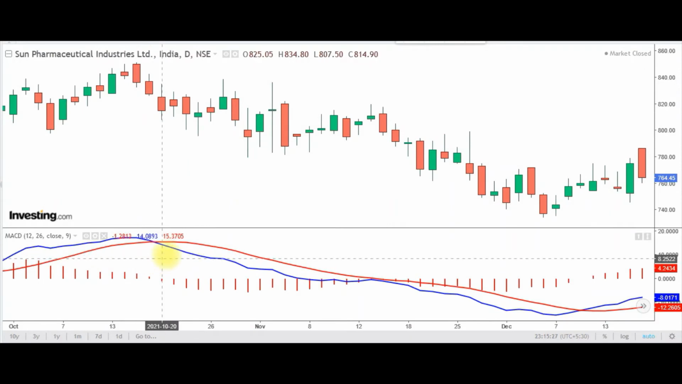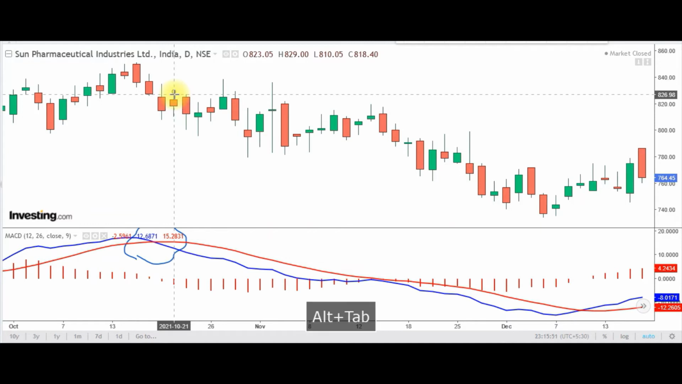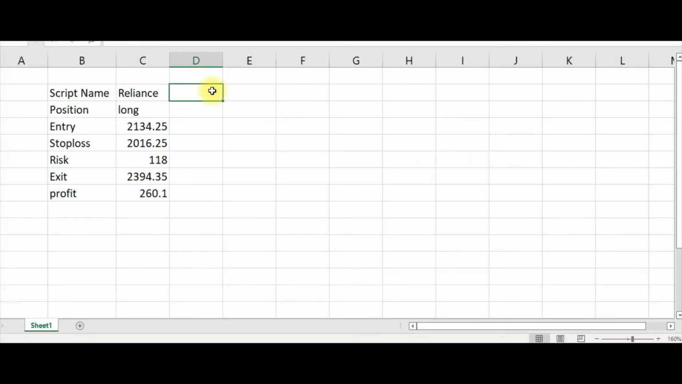Now let us study an example of a bearish crossover. Here you can see the MACD has given a negative crossover. The MACD line has crossed the signal line from above, and after this candle, suppose we would have shorted at the closing of this particular candle. The closing of this candle is 818.4. We have shorted it, so entry 818.4.